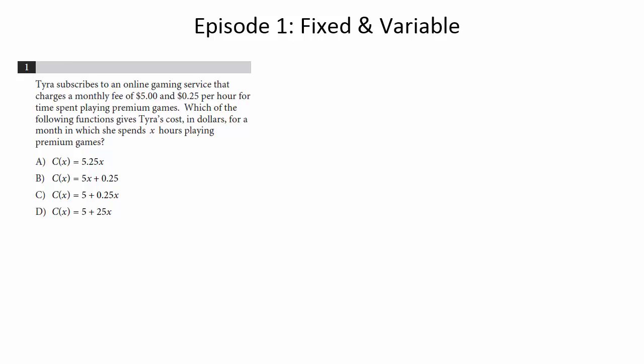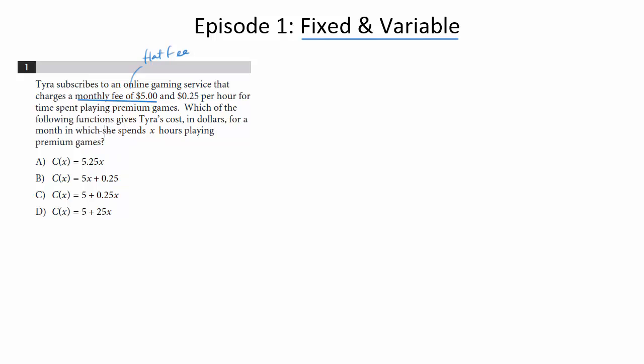As the title of this episode suggests, one thing to be careful about on these kinds of word problems, particularly ones where you're dealing with money and prices of things, is not to get confused between a fixed cost and a variable cost. The monthly fee of $5 is a flat fee, right? It doesn't depend on how many hours Tyra spends playing the games. She pays $5 either way.